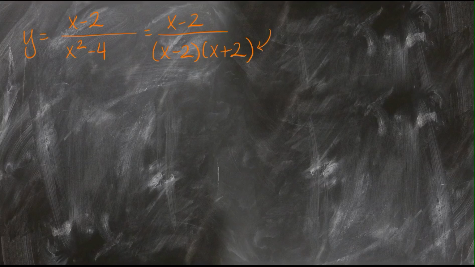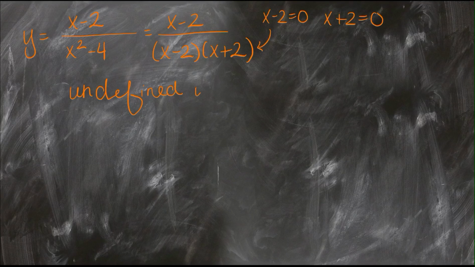But for now, all we need to look at is where does the bottom equal 0? Well, there are actually 2 places, right? If x minus 2 equals 0, the entire thing is going to equal 0. And if x plus 2 equals 0, the entire thing is going to equal 0. So this is undefined when x equals, well, this one, if we add 2 to both sides, positive 2. This one we subtract 2 from both sides, negative 2. So this is undefined when x equals positive or negative 2. Let's look at one more.